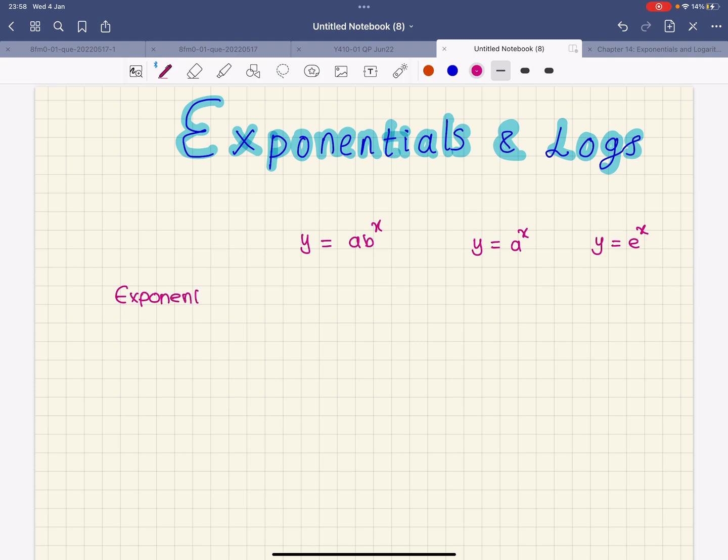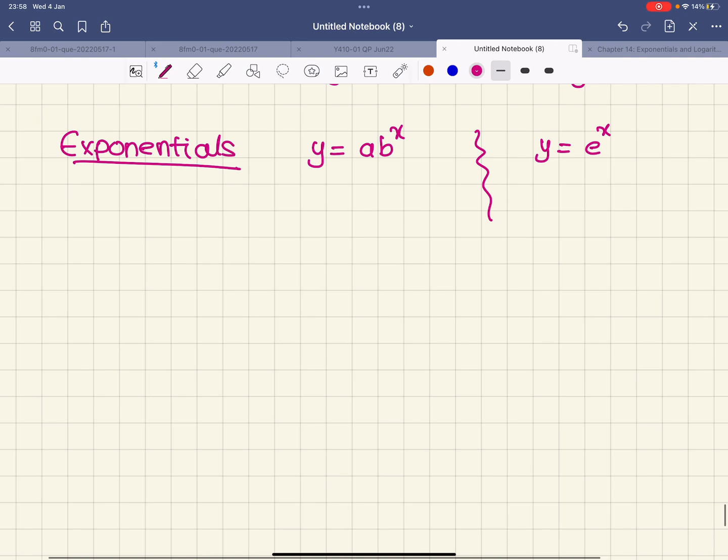So exponentials are either in the form of y is equal to ab to the power of x or y is equal to e to the power of x, depending on the base. The difference between y is equal to ab to the power of x and e to the power of x is that in this equation, a and b are constants which are unknown. It varies from graph to graph or function to function.